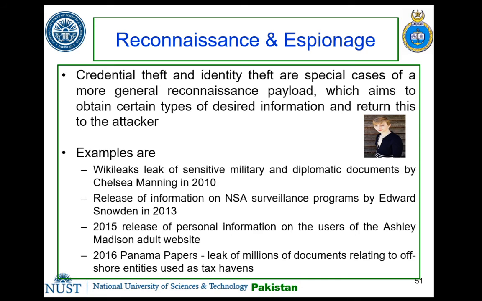The first two are examples of insiders exploiting their legitimate access rights to release information for ideological reasons. The last two examples are exploits carried out by outsiders.